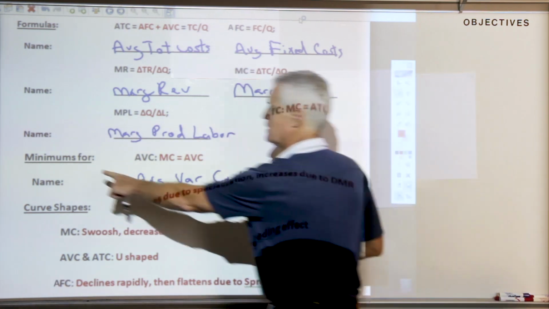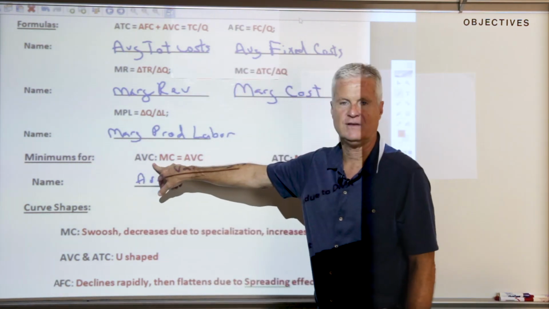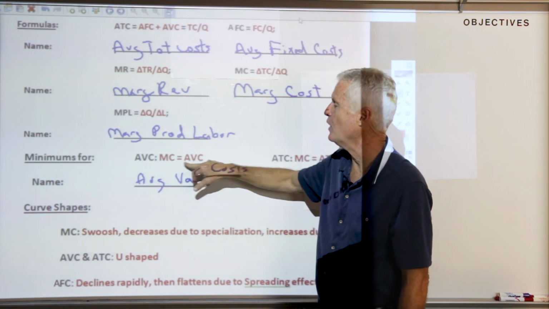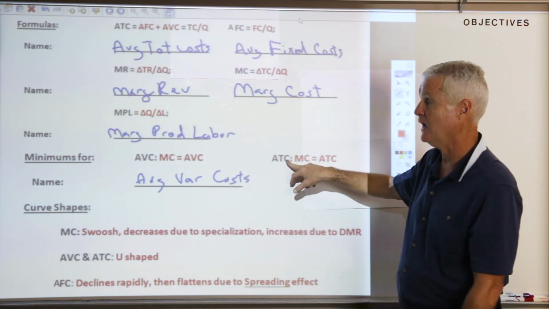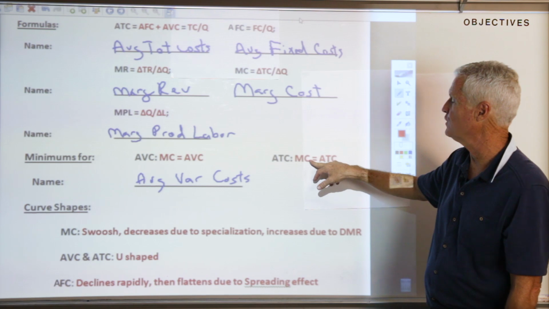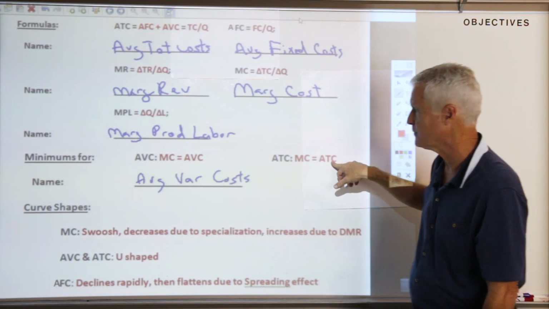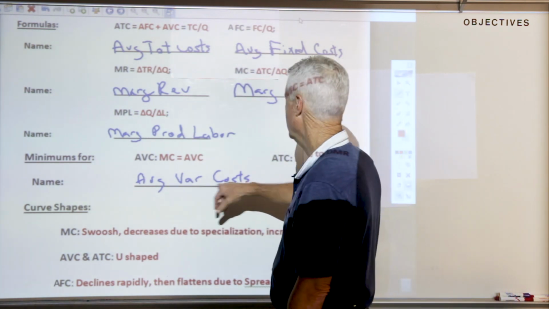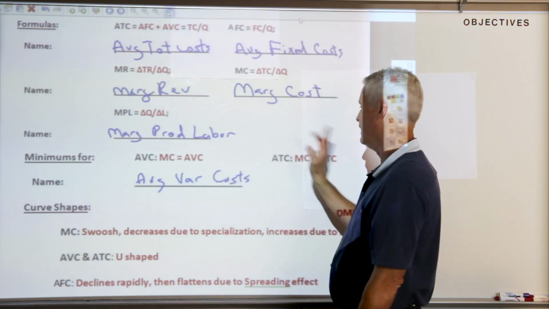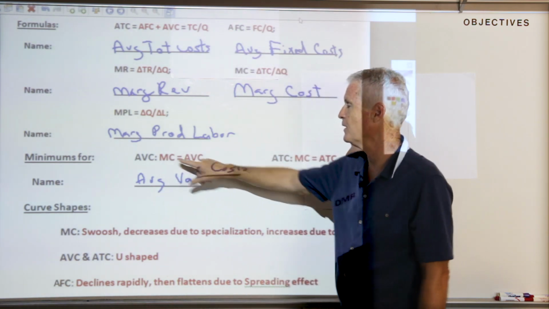These are the minimums. Okay, where do they hit the minimum? Where does AVC hit the minimum? Where marginal cost equals AVC. Where does ATC hit its minimum? Where marginal cost equals ATC. Okay, name, average variable cost, right?